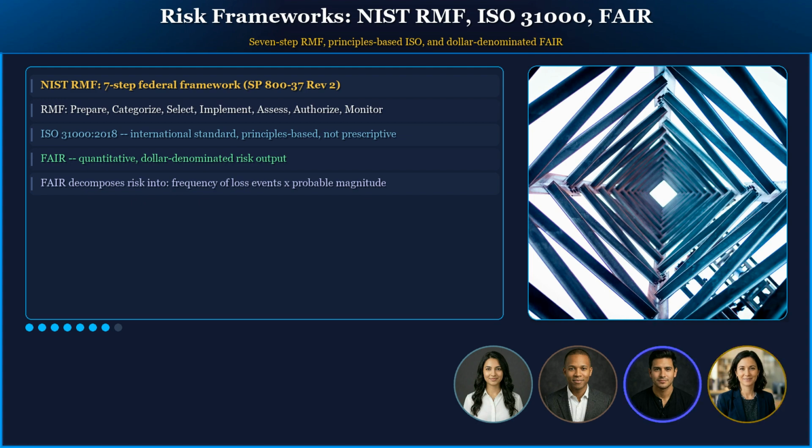Factor analysis of information risk is powerful for communicating with business leadership because executives understand dollars. Telling a CFO there is a high risk is abstract. Telling them there is a 60% probability of a loss event with an expected range of $1.2 to $3.8 million in the next 12 months, that gets attention and budget approval.